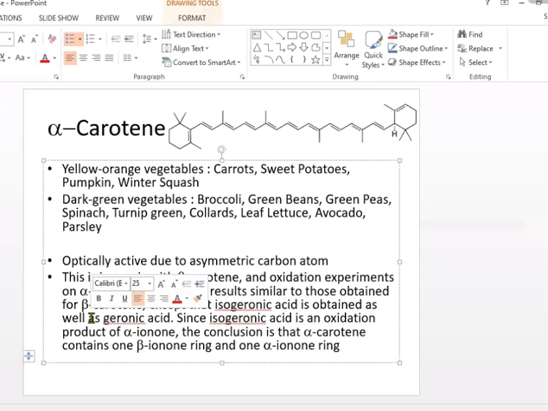So what is alpha carotene? Yellow orange vegetables. So this is the source: carrot, sweet potatoes, pumpkin, winter squashes. Dark green vegetables: broccoli, green peas, spinach, green collard, leaf lettuce, and avocado, parsley. These are the main sources of the alpha carotenes. Okay.